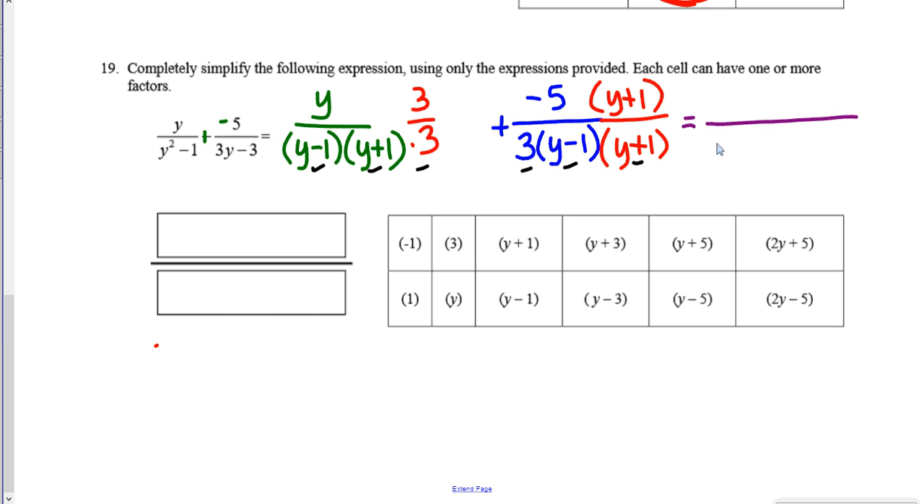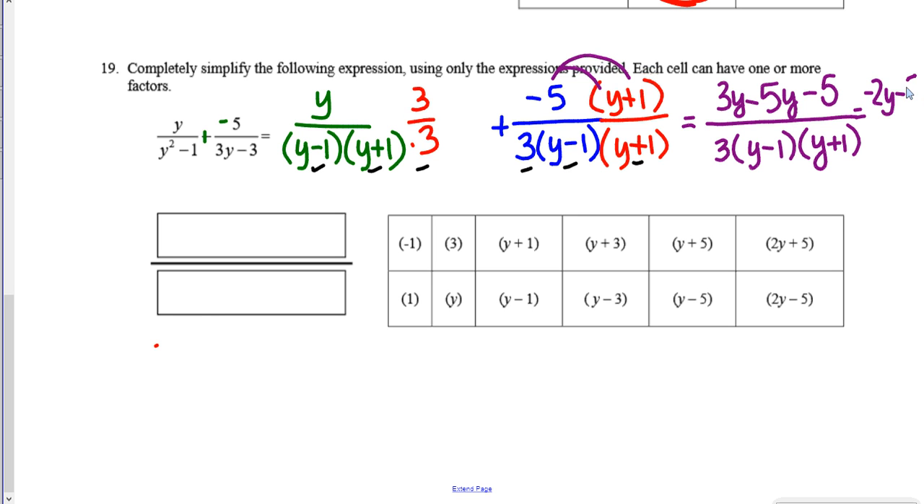When I add or subtract, the denominator stays the same. It doesn't matter the order I write those terms. On the top, up here, I have 3 times y, which I usually write as 3y. Over here, my negative 5 would need to be distributed to both, so that would be negative 5y minus 5. Now I'm just going to clean up the top, and that would be negative 2y minus 5. And on the bottom, I still have my 3, y minus 1, sorry, y plus 1. I'm running out of room here.